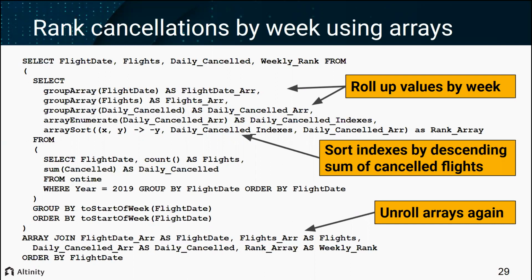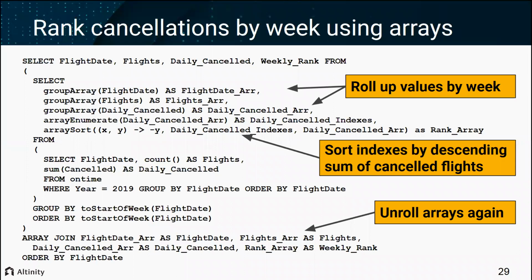The trick here is that you end up using two critical functions or features of arrays. One is what's called groupArray. What we're doing here is we group the data that we're reading. We have a subquery which does the initial calculations to get our daily canceled, and then we group it by week and collect all the values into arrays. We then use arrayEnumerate to get the indices of the arrays for the week, and then we sort those indices into reverse order using the number of canceled flights as the sorting key.